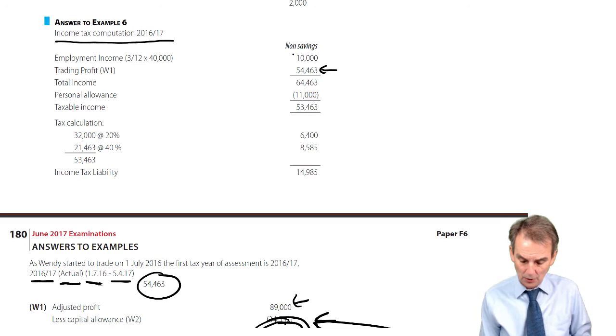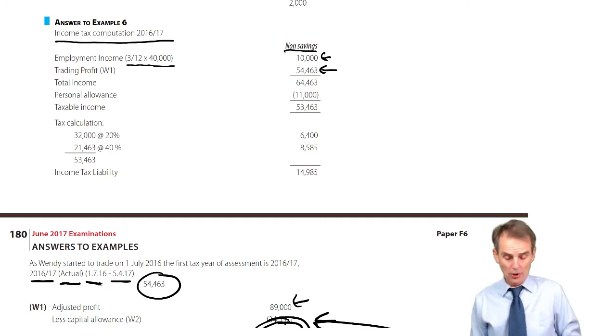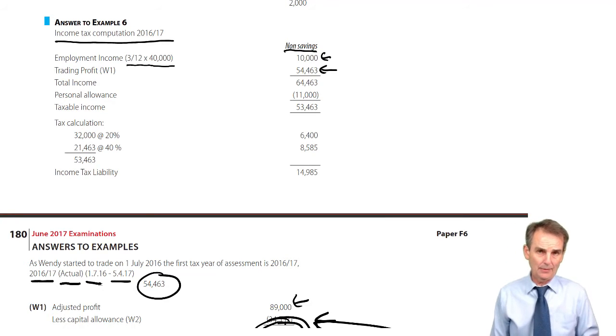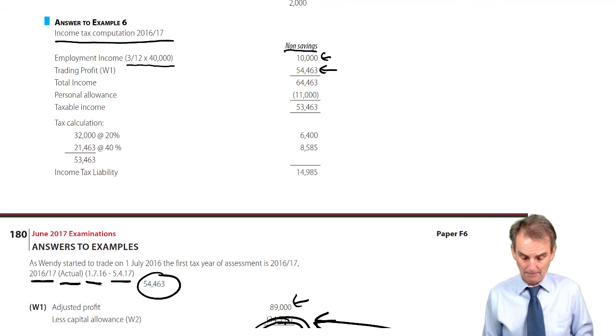Trading profit, as you know, is non-savings income. We've also got 3 months' worth of the salary. 3 months' worth of 40,000 is 10,000. Employment income is also non-savings. So all the income of the taxpayer for this tax year is non-savings income. Take away your personal allowance, you've got your taxable income. As it is all non-savings, it's very easy to calculate the tax.